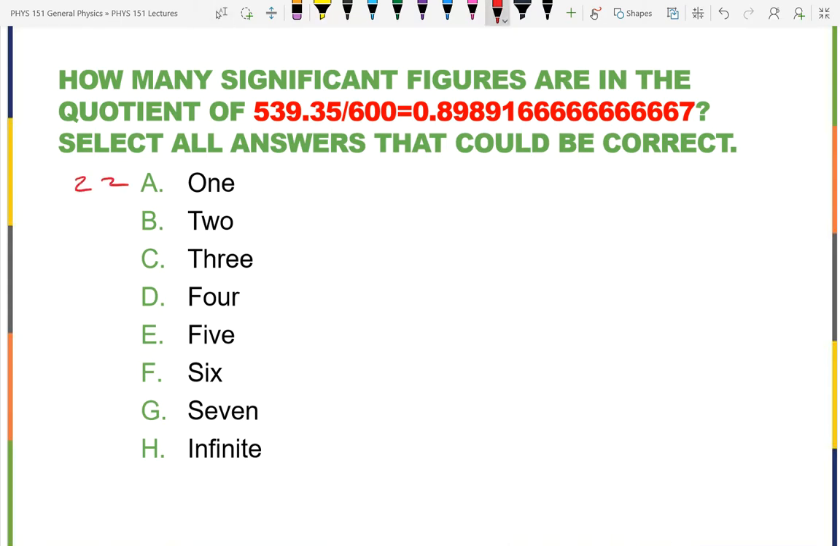22 said 1, 6 said 2, 6 said 3, 5 said 5, and all the rest were zeros. Okay, Gila gets to weigh in on this. Which answer or answers did you choose? I just chose A because in multiplication or division, you use the least amount of significant figures of what you're multiplying or dividing. If there's only one sig fig for 600, then the answer has to be 10.